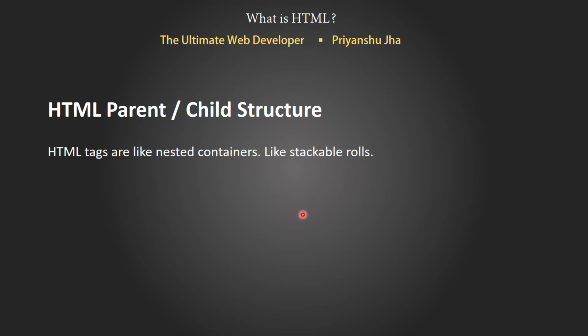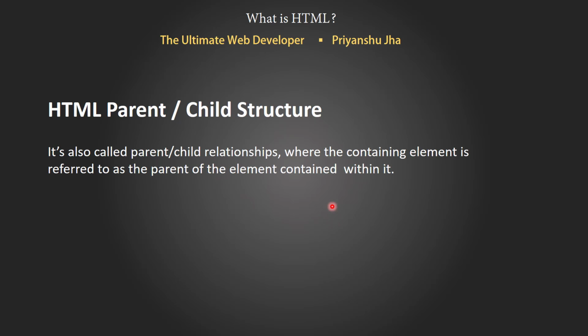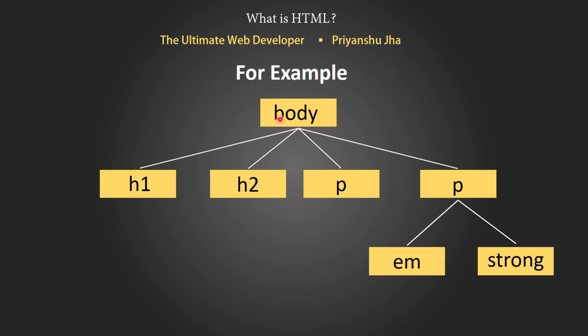Now I will show you the HTML parent-child structure, which you have already learned. In the HTML parent-child structure, one is referred to as the parent and the others are its children and siblings. So let's see an example. The body is the parent and it has 4 children: H1, H2, P and another P. These are both P, and a P has 2 children, EM, that is emphasis, and the strong tag. These are tags. This is a paragraph, and this is heading 1 and heading 2.